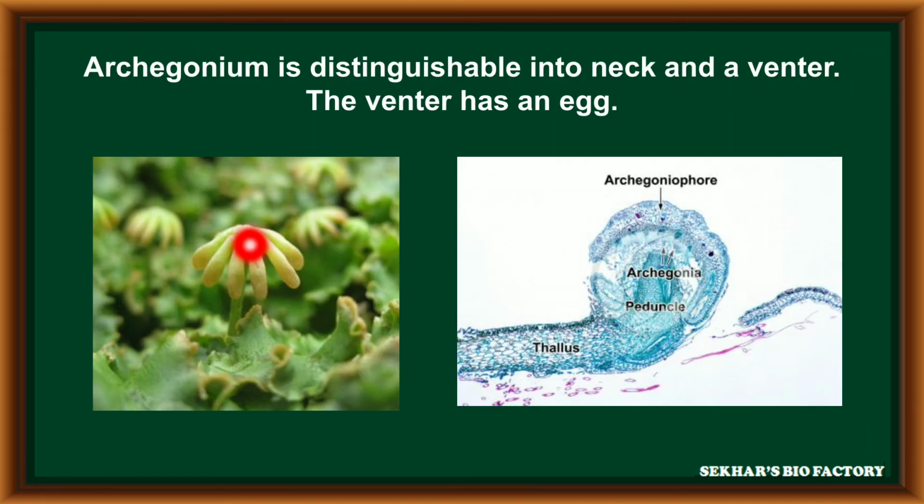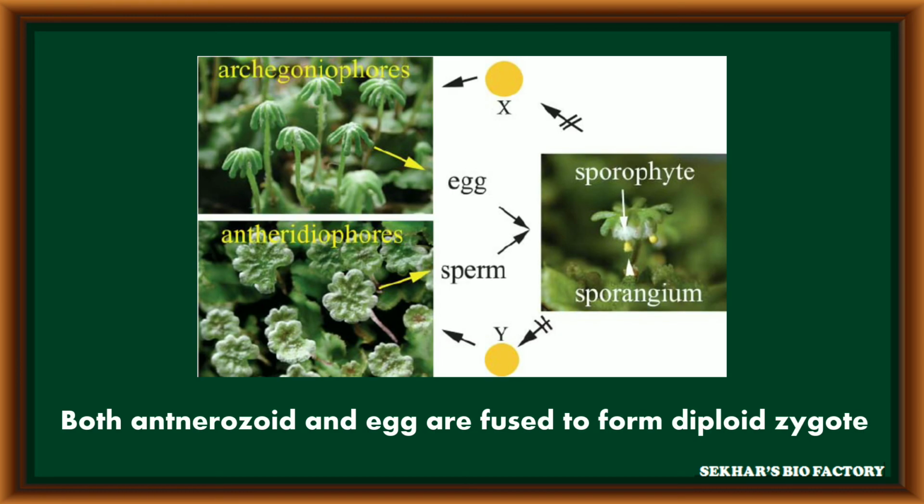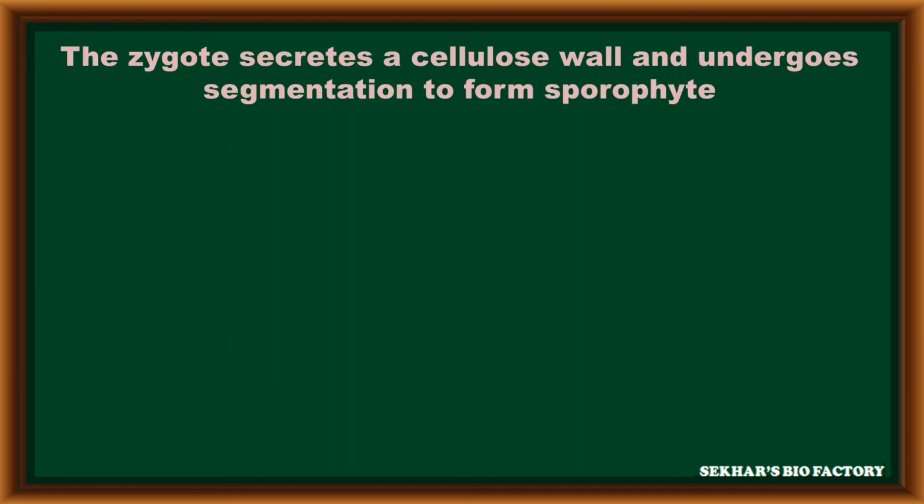Archegonia are present at the tip of the archegoniophore. Each is distinguishable into neck and venter. Inside the venter, there is an egg cell. During sexual reproduction, both the male gamete and female gamete, that is sperm and egg, come near each other with the help of water, and both fuse to form a diploid zygote. This diploid zygote becomes a diploid sporophyte or sporangium. During the initial stage, the zygote secretes a cellulose wall and undergoes segmentation to form a sporophyte.